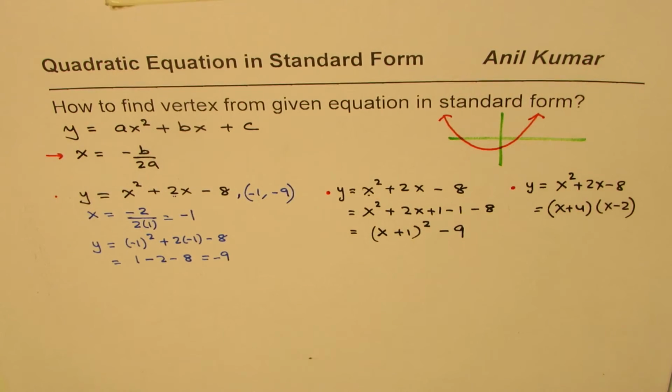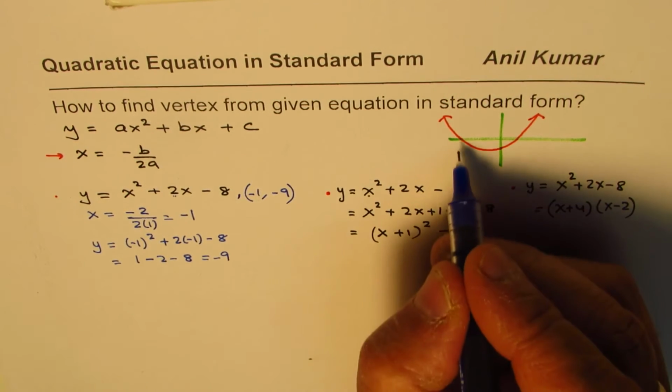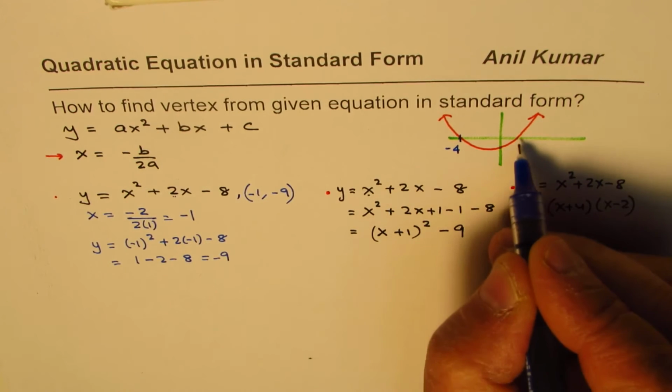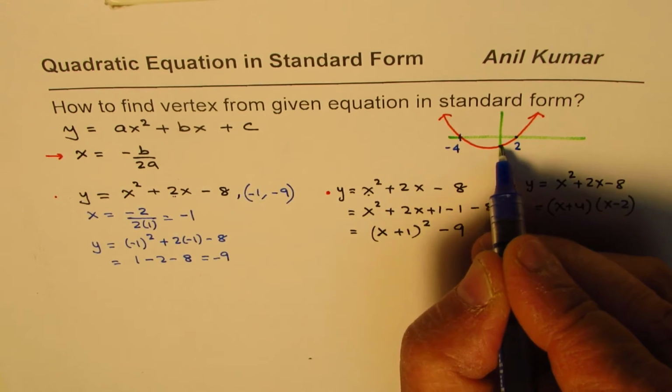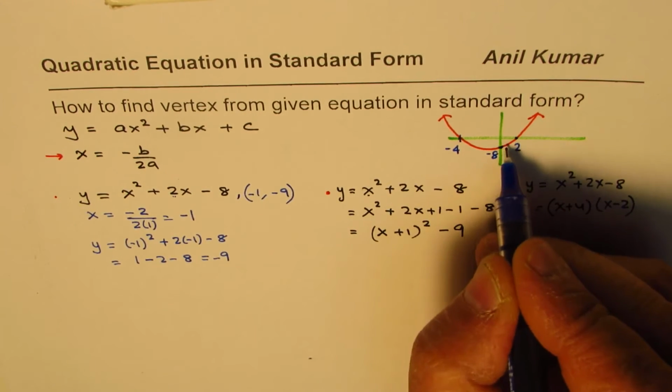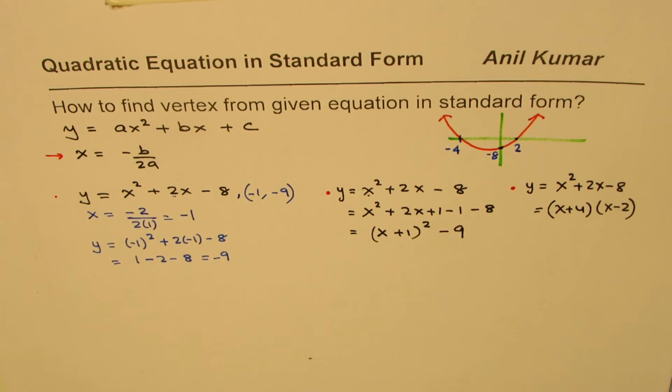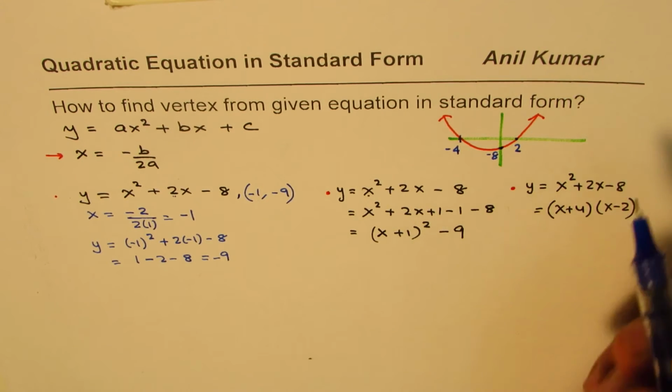Is it okay? Where the values are minus 4, this x-intercept, this is 2, and this value is minus 8. Is that okay? Perfect. Now where is the axis of symmetry?